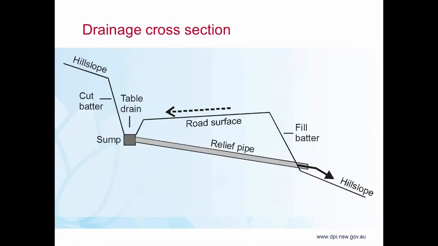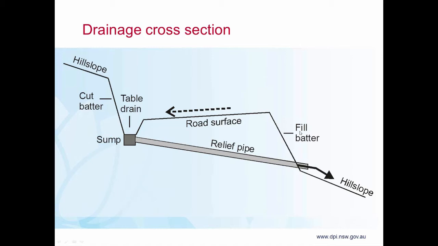Looking at that in cross-section, on the next slide, you can see, as I mentioned, quite often there's a hill slope above the road. This is a side cut road, just showing you that the water on the surface of that road will flow typically towards the table drain, into that sump, through the relief pipe and out onto the hill slope below the road.